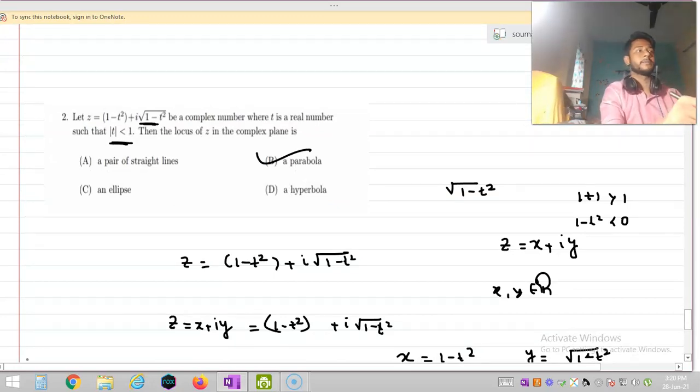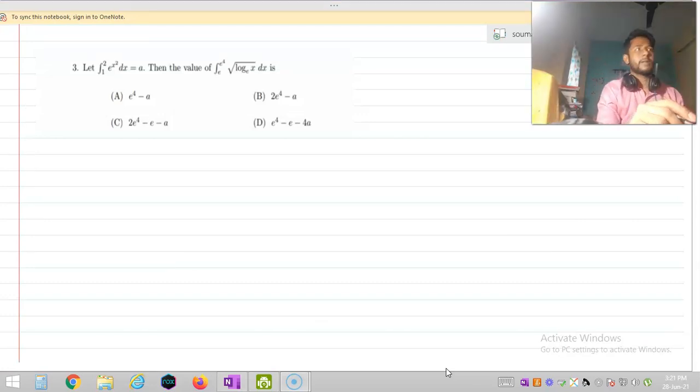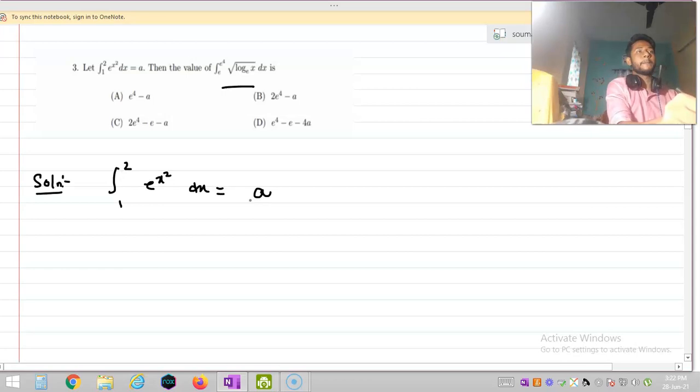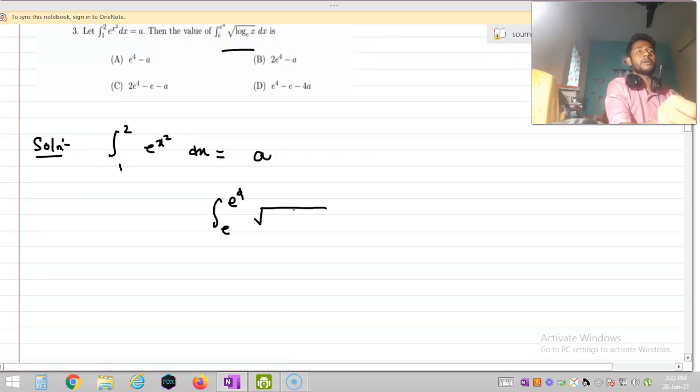Let's go to question number 3, which says: let the integration from 1 to 2 of e to the power x square dx be equal to a. Then we have to find out the value of the integration of e to the power 4 root over of log base e of x dx. This is a very good question, so let us start the solution. It is given that the integration from 1 to 2 of e to the power x square dx is equal to a, and we have to find the value of the integration of e to the power 4 root over log base e of x dx.